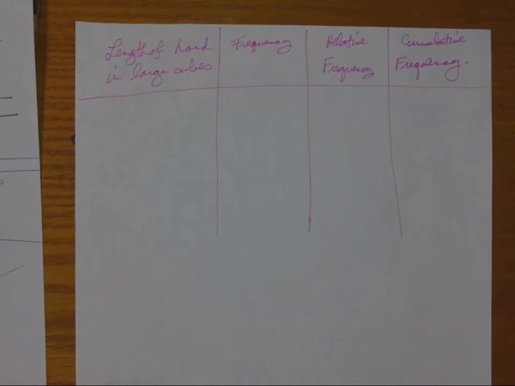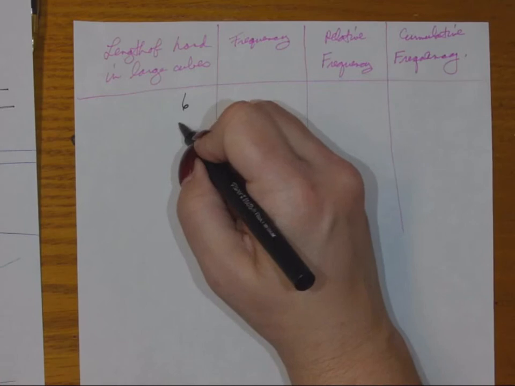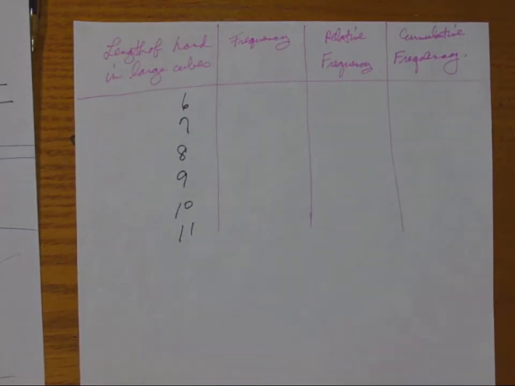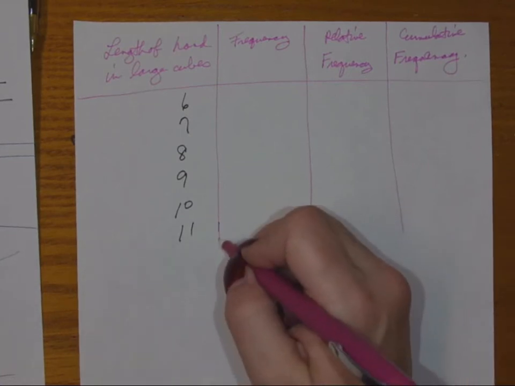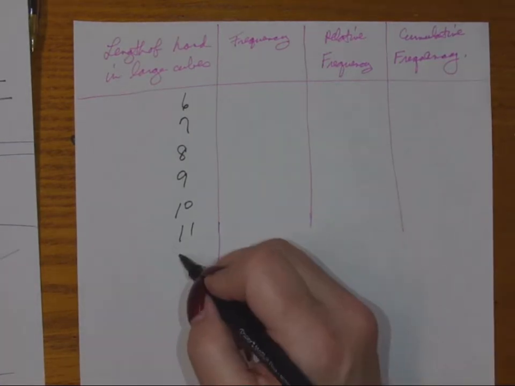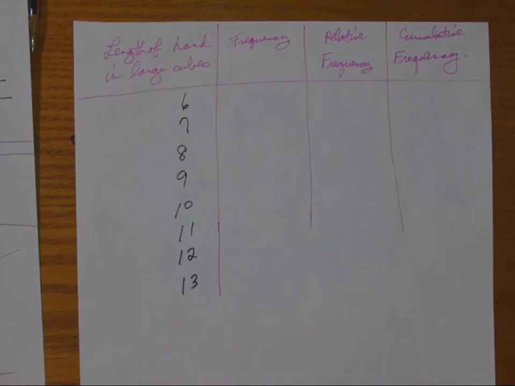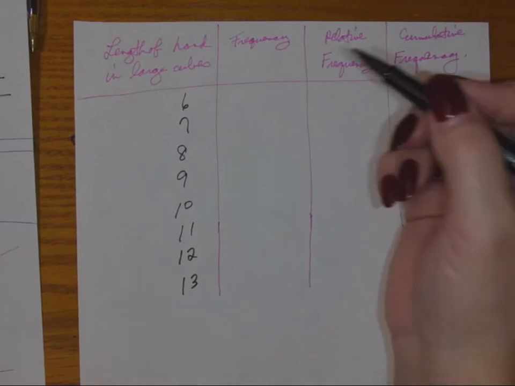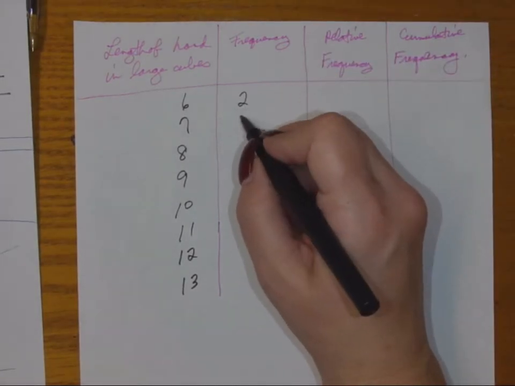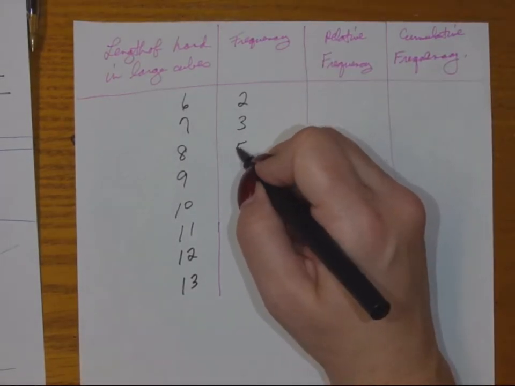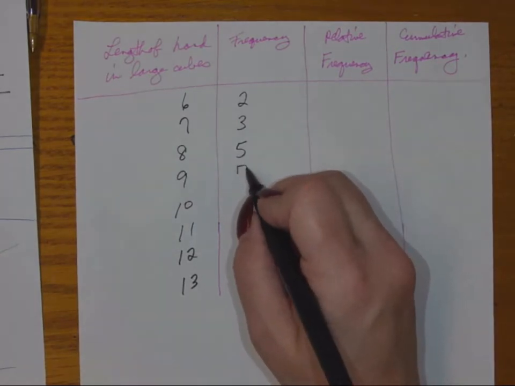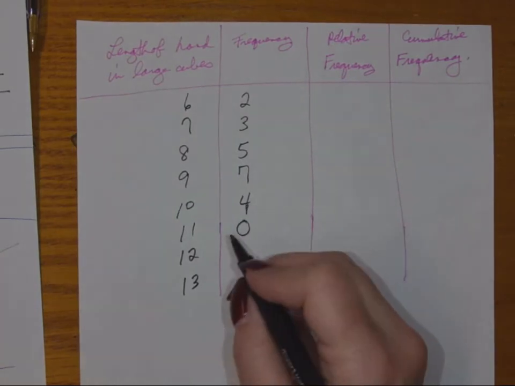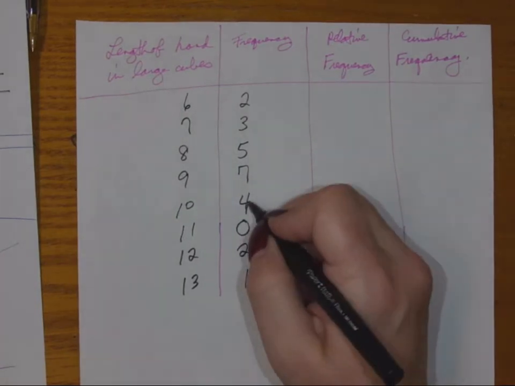So the first part's easy. We had 6 cubes, 7 cubes, 8 cubes, 9 cubes, 10 cubes, 11 cubes. I need a little bit more space here. 12 and 13. Okay. And then the frequency was given. 2 people said they had 6. 3 people said they had 7. 5 had 8. 7 had 9. 4 had 10. There weren't any 11s in the class. There were 2 12s and 1 13.